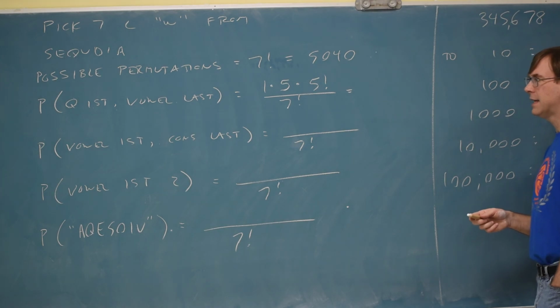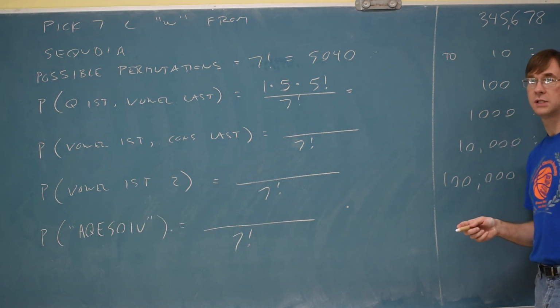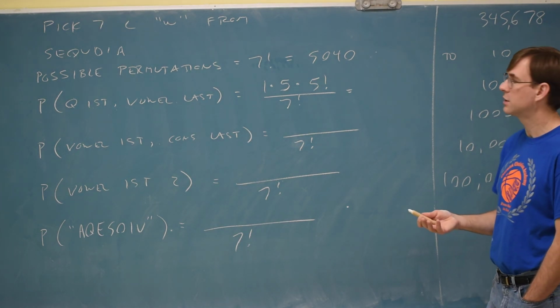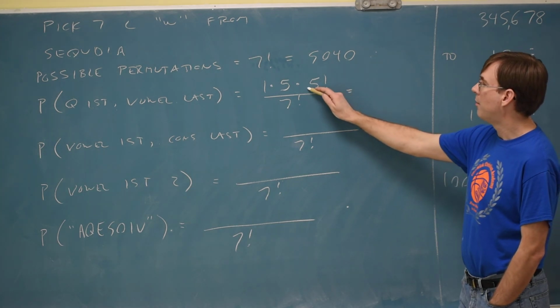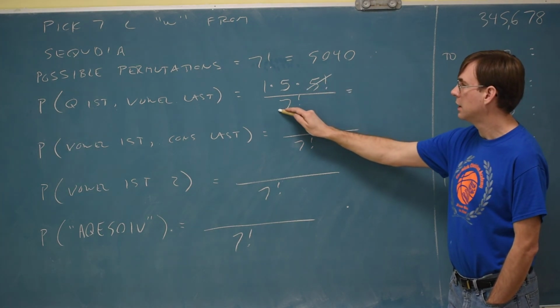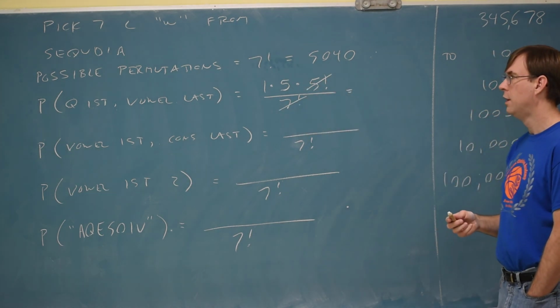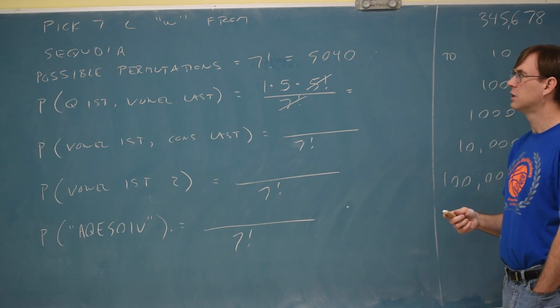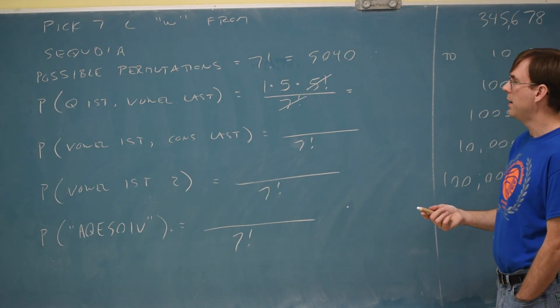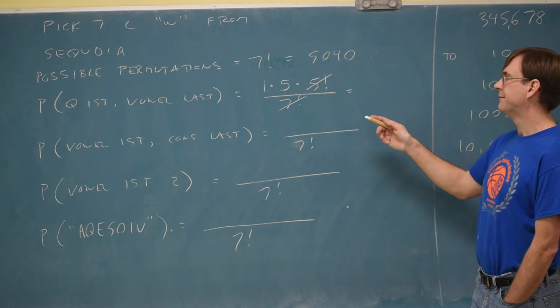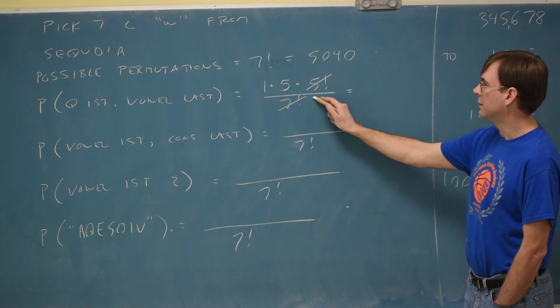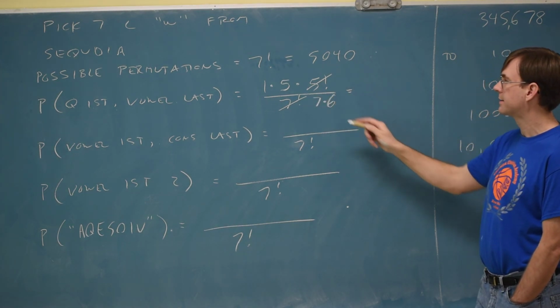To simplify this, canceling factorials is interesting. If you were here, I would eventually tease this out of you. But 5 factorial can cancel 7 factorial. If you want to try to figure out what's left, pause the video and take a minute. If you're back from pausing, this would leave a 7 and a 6.